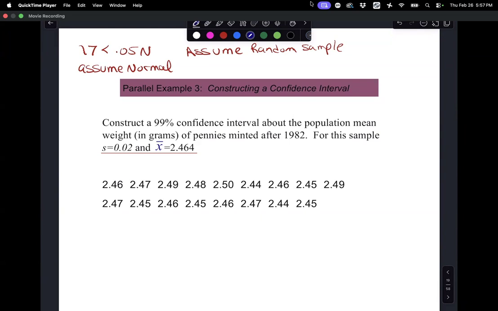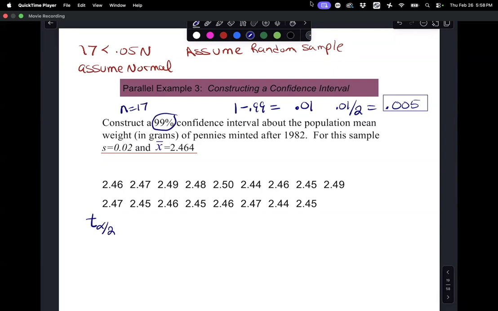So next thing I'm going to do is look for my t sub alpha divided by 2, 99% confidence interval. I do that up here. 1 minus 0.99 equals 0.01. So I take 0.01 divided by 2. I'm looking at 0.005. This is alpha divided by 2 right there. So we're going to use 0.005 and our sample size, n equals 17. But we're going to use 16 on our table.